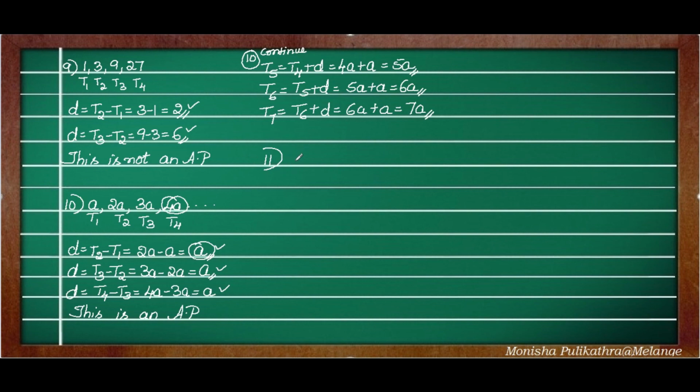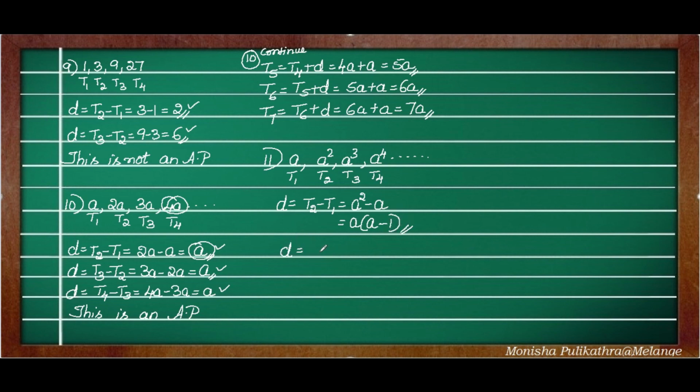The 11th problem is A comma A square comma A cube and A to the power of 4. So this is the 11th sequence. So first write down the name of the terms T1, T2, T3 and T4. So afterwards we need to find the common difference, that is T2 minus T1. Here T2 is A square minus T1 is A. Here in both the terms A is common. So here we need to take out A as common. Then when we take one A common here, another A will be remaining. Okay, A minus 1. So this is the first common difference.